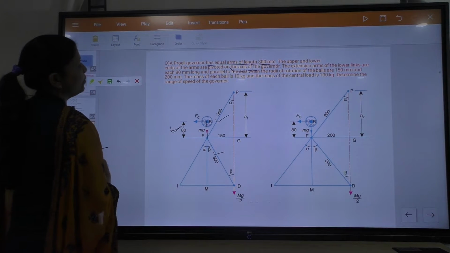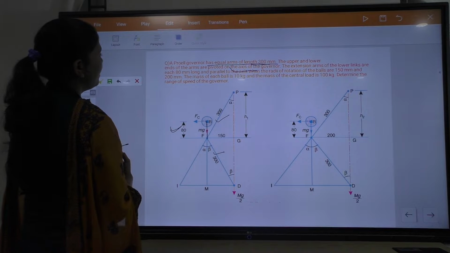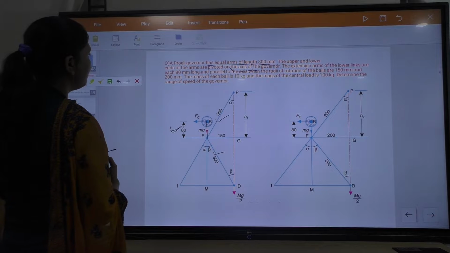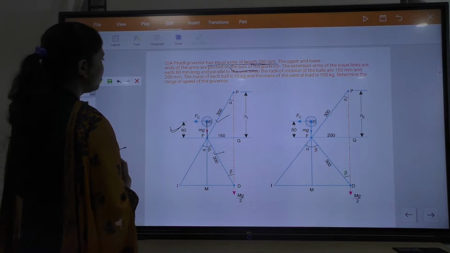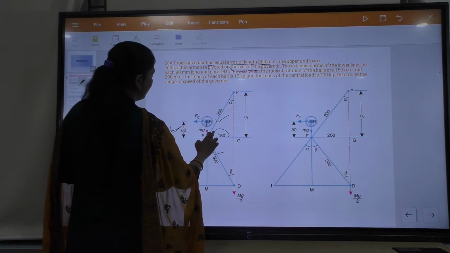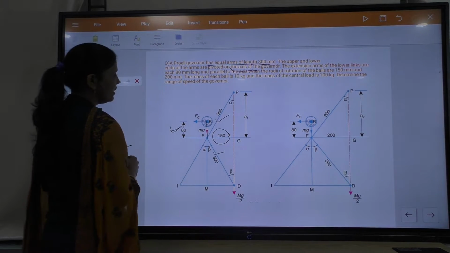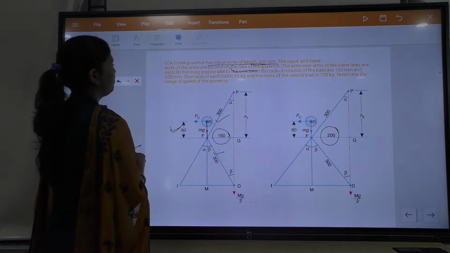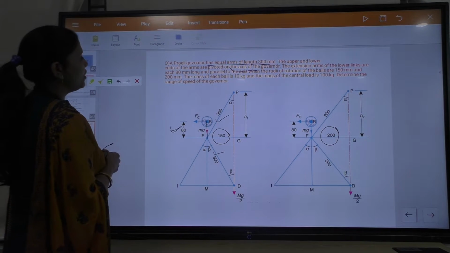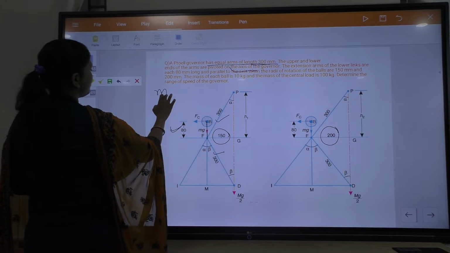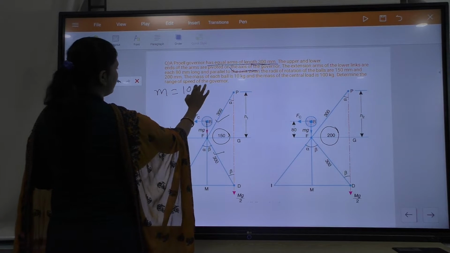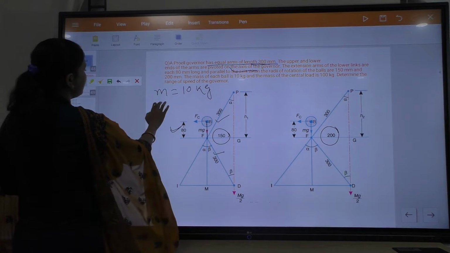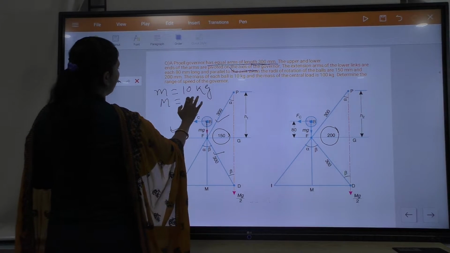Now, and parallel to the axis when the radius of rotation of the balls are 150 mm and 200 mm. There are two cases. First, your R1 value is 150 and second, your R2 value is 200 mm. The mass of each ball is 10 kg. That means your value of small m is 10 kg and mass of central load is 100 kg. That means capital M equals 100 kg.